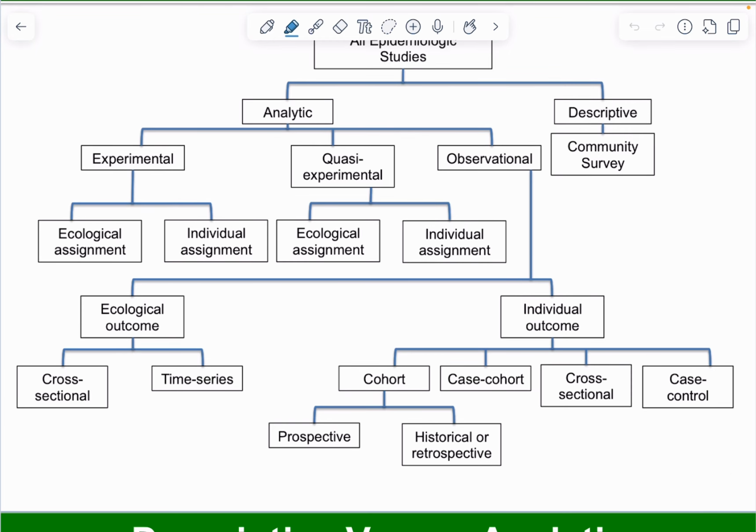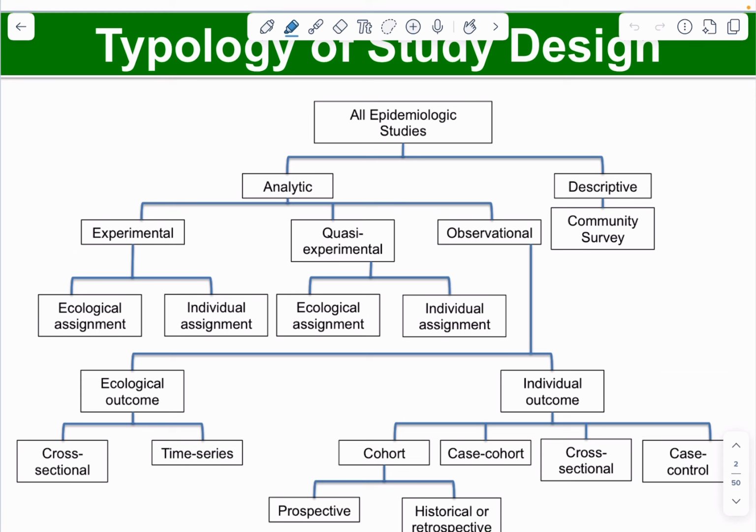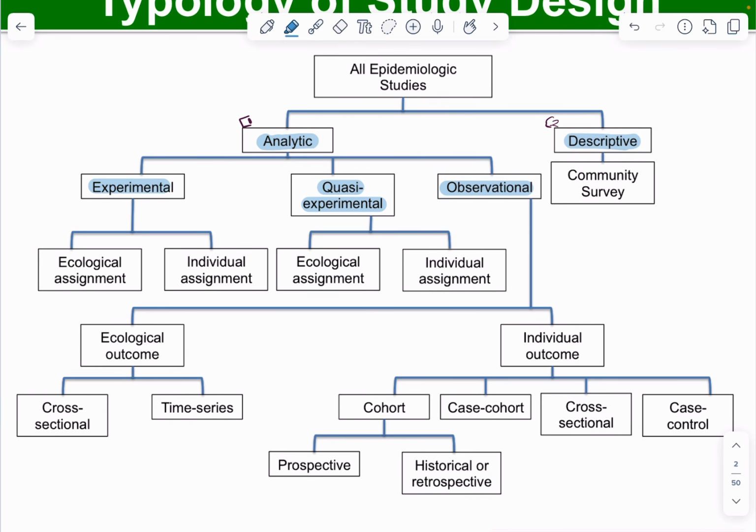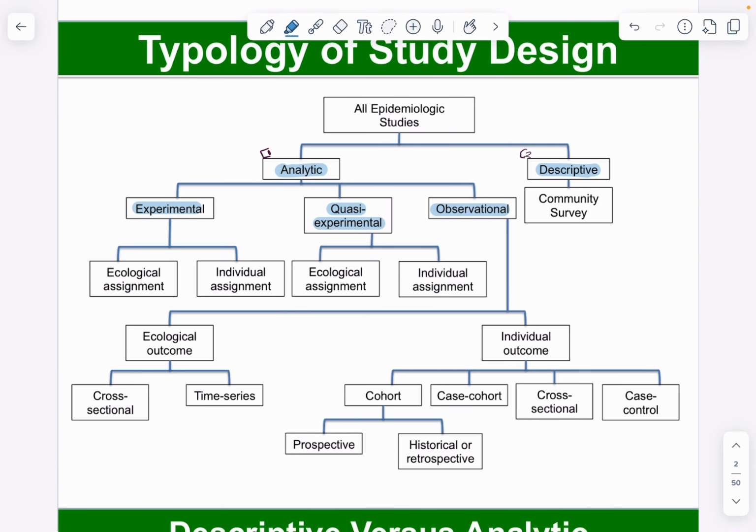So all the epidemiological studies are divided into analytical and descriptive. Analytical are further divided into experimental, quasi-experimental, and observational. Then observational is further divided into cohort, cross-sectional, and case control. Three things basically, so we are going to discuss the most common of them. These ecological studies are just types of experimental and quasi-experimental.